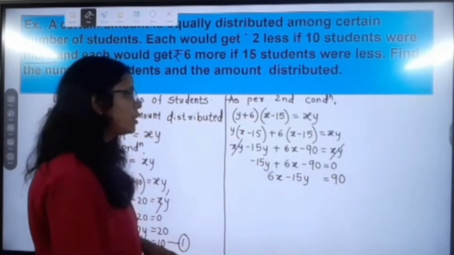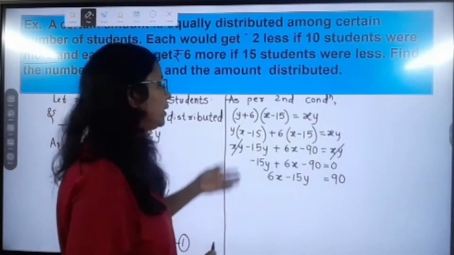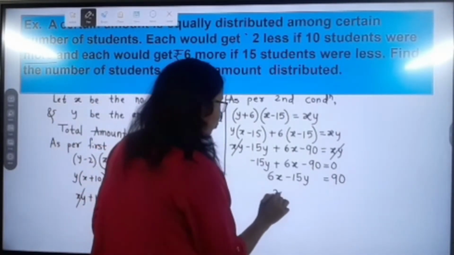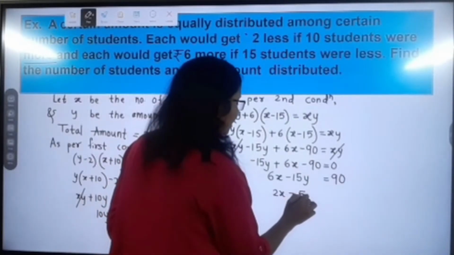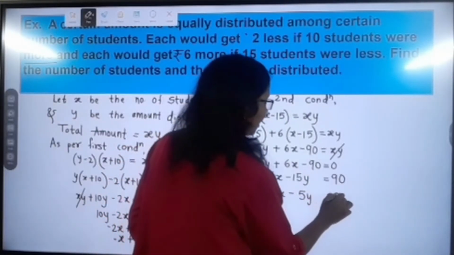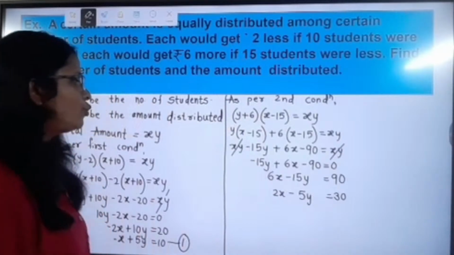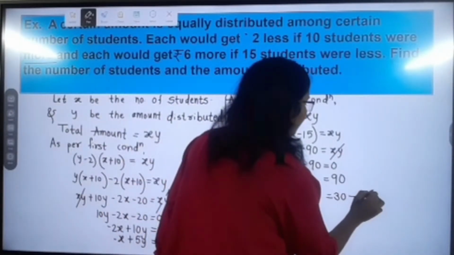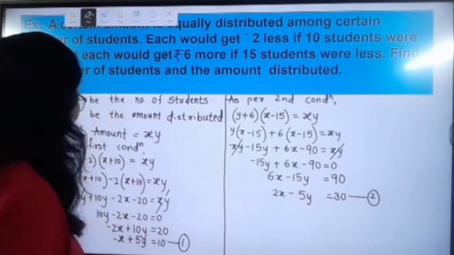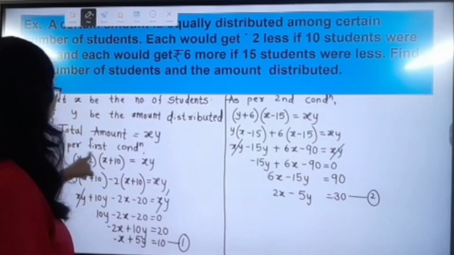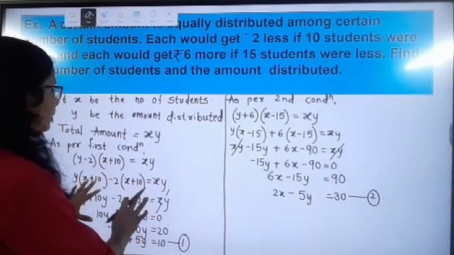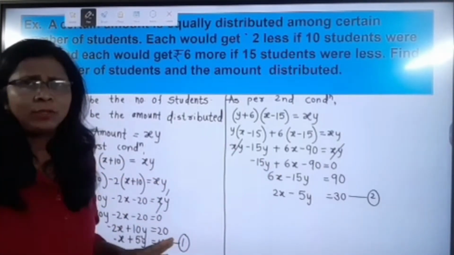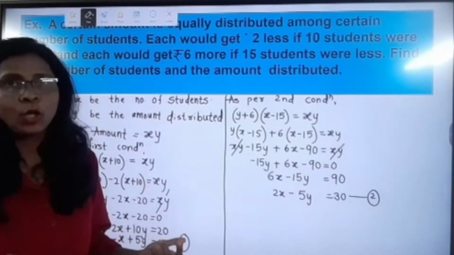Now we can further simplify by dividing both the sides by 3. So 3 twos are 6, 3 fives are 15, and 3 thirds are 9, and 0. Okay students, this is in the simplest form. Now check the first condition and the second condition, whether they are right or not.